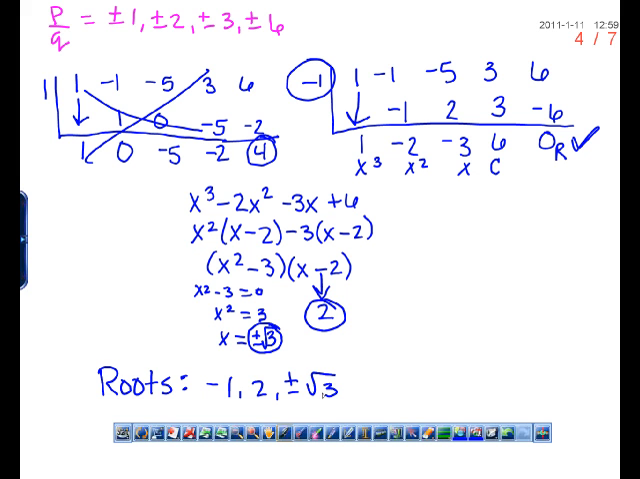All right, Haley. Can you write the square root of 3 like twice, like the square root of 3 and then minus the square root of 3? Sure, that's fine. Other questions? Okay.